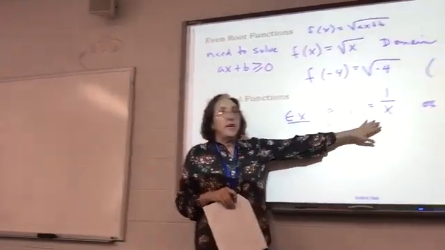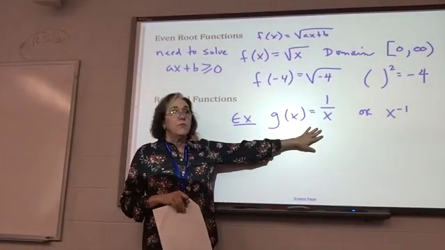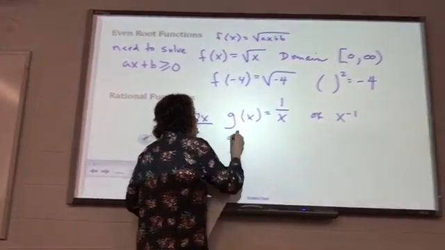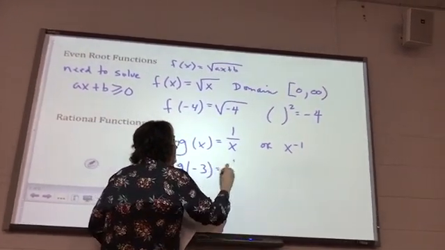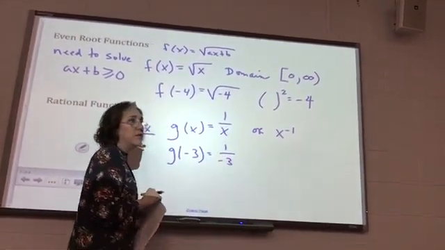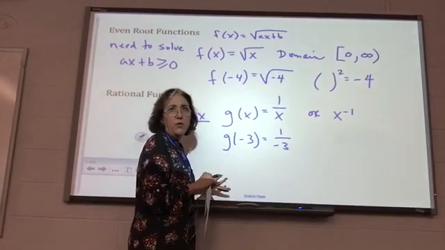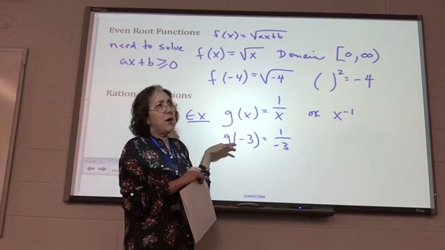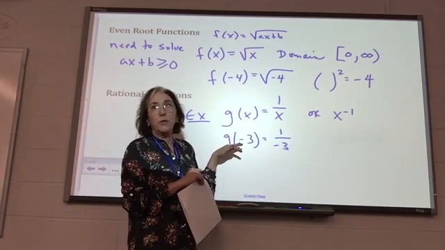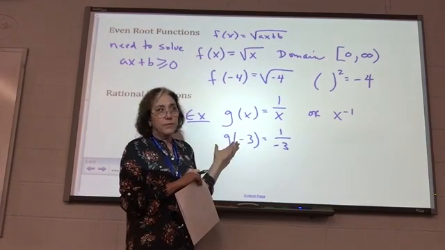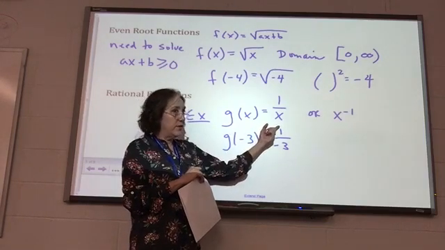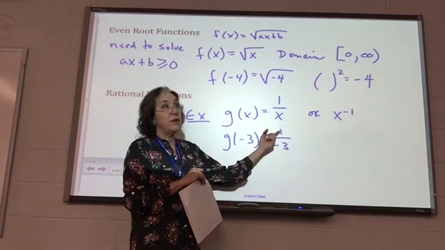Now, is it okay to plug in negatives? Like -3? Is that producing a number? Yeah, that's a number. -1/3, right? Negatives aren't a problem. It isn't negatives that's a problem. What's the problem? The denominator. Yeah, you can't have 0 in the denominator.